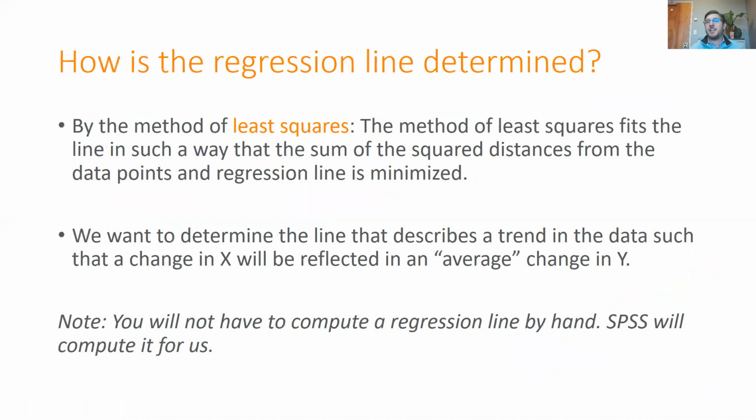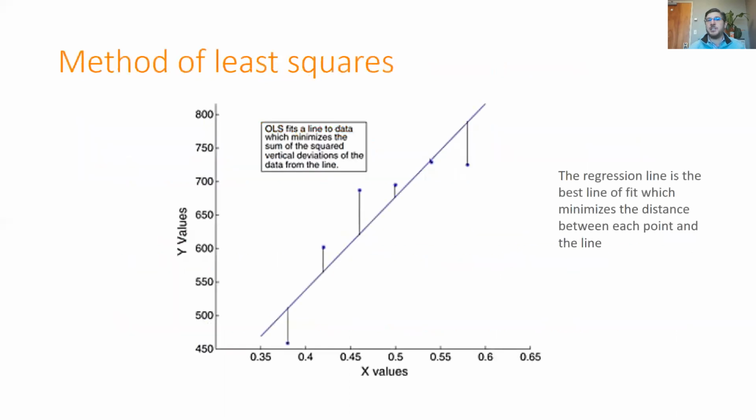So how do we get the line? We basically use the method of least squares. He talks about it in the textbook, and you can go through some of the calculations there. Don't worry, we're not going to calculate the correlation or the regression equation by hand. We're just going to have SPSS do it for us. But the text does a good job of walking you through those things.